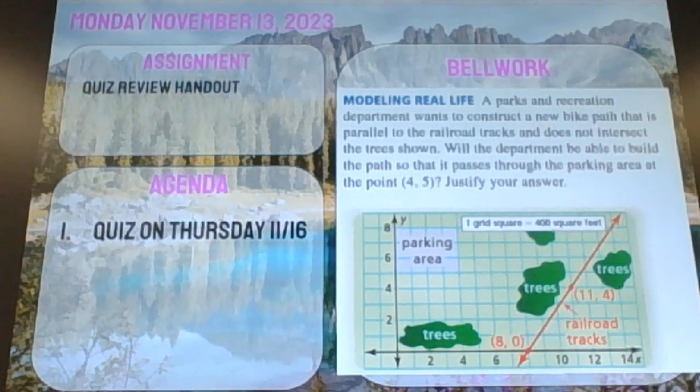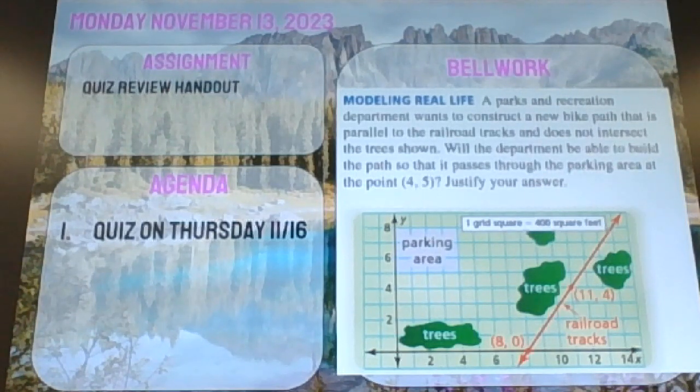There's one more condition. And they don't want to take any trees out. That's a rule for the Parks and Recreation Department. So they want a parallel line going through the parking lot that won't run into trees. Is it possible? I mean, maybe if it's really skinny.